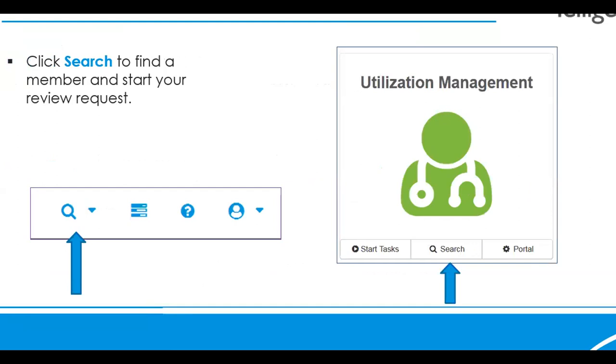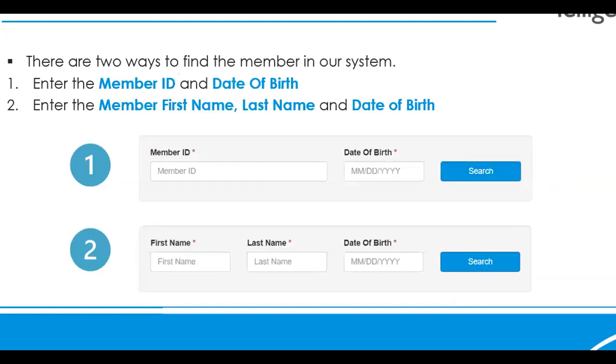We're going to start by searching for a member. A member search is a way you can do almost everything that you need to do in the system. This is where you will start the whole process to submit a new review. So that's where we're going to start with the training. You can either click on the search from the magnifying glass up in the bar, or you can click search in that utilization management box. And that will take you to our search page.